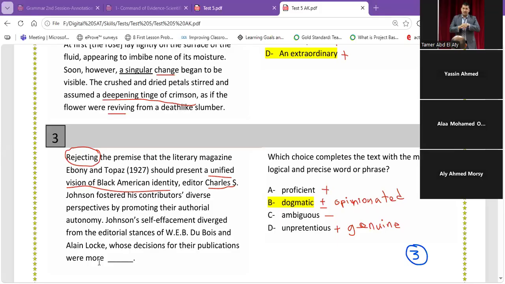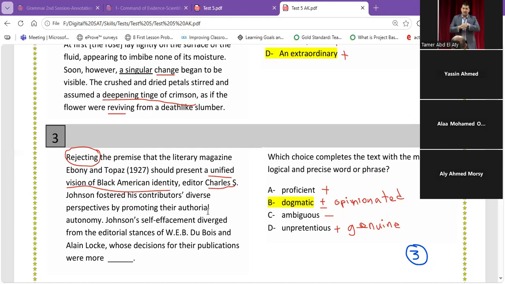Here, it's not positive, it's not negative. And here he talks about rejecting. Then he starts talking about how this person, Charles, actually has diverged from the editorial stance, from the point of view of others. So here it's better to choose dogmatic, to express their opinion. Decisions for their publication were more dogmatic, to express their opinion.